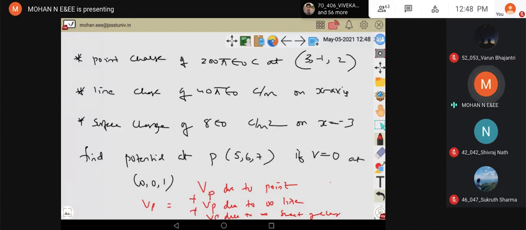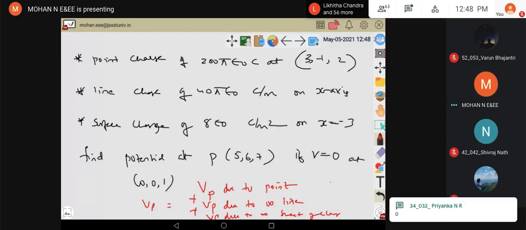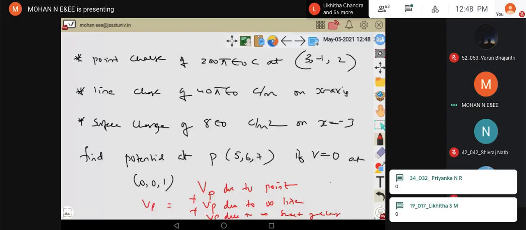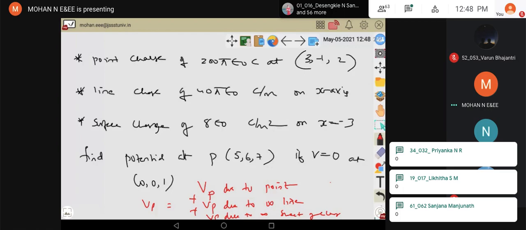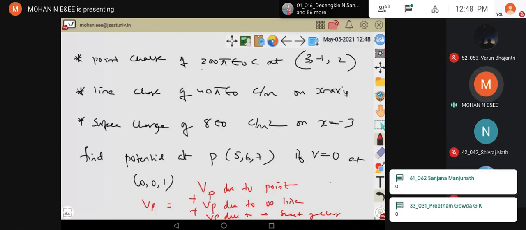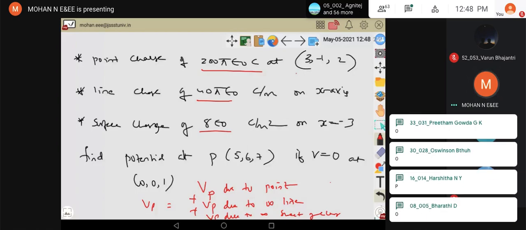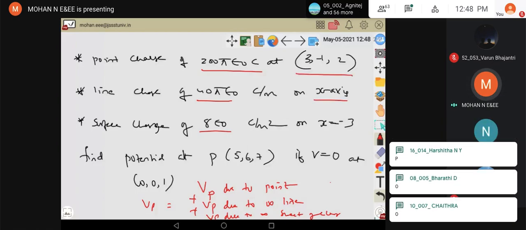Okay, yes. If the problem is clear, please type 0 on the chat box. We will solve the problem. Yes, so these are the values given to you, and these are the locations given to you.